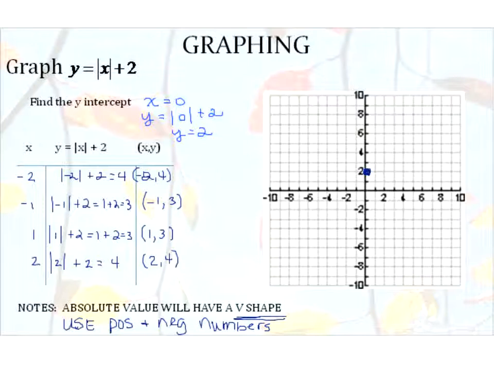Let me go back to a bigger font here. All right, so putting the points on, (-2, 4), and (-1, 3), and (1, 3), and (2, 4). You can see it's already taking a V shape. So we can connect it.